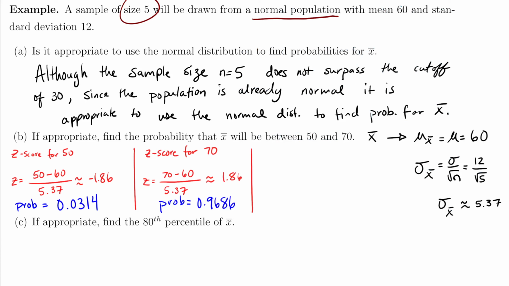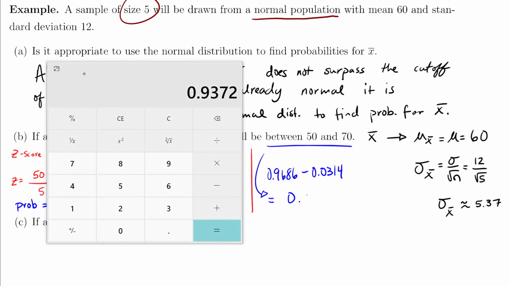So you know the probability that you have a value less than 70 is 0.9686, but that is much too much because we only want between 50 and 70. So by our reasoning from previous lessons, we know we'll take the larger probability, subtract it from the smaller that we found, and when we do that, we get exactly the value in between. So here when we type this into the calculator, we will get 0.9372.